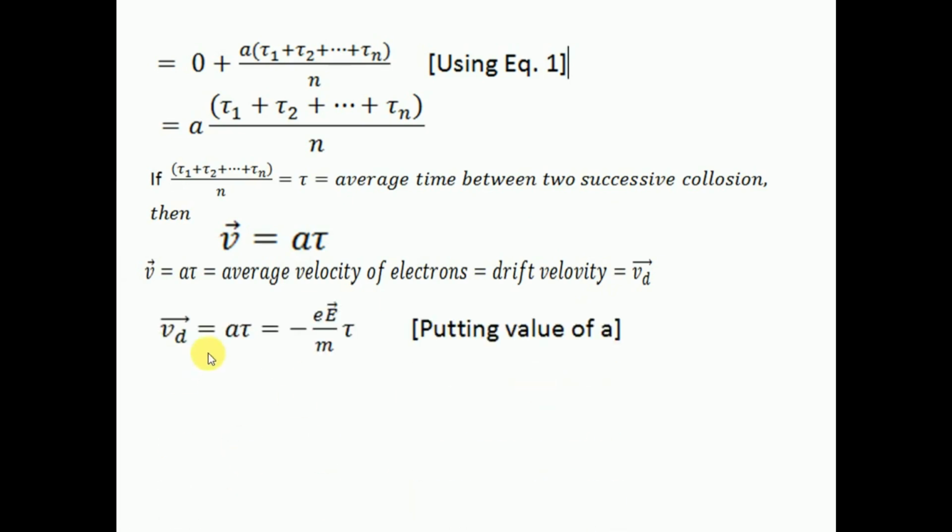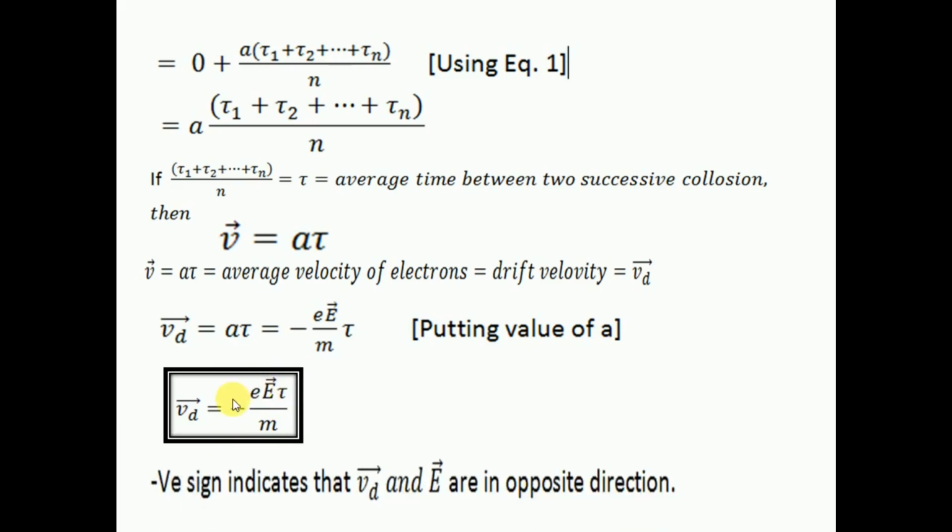So my drift velocity will be a·tau. Now if I put in the value of the acceleration, -eE/m, I get the relation between drift velocity and relaxation time: vd = -(eE/m)·tau. This is the final expression, and the minus sign indicates that the directions of drift velocity and electric field are opposite. Suppose the electric field is towards the left; the drift velocity will be towards the right.